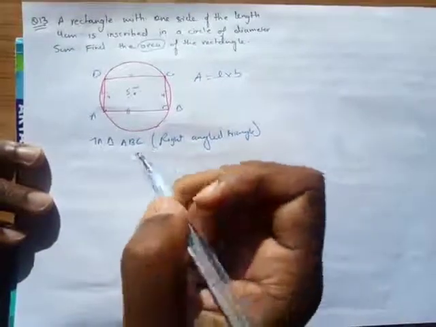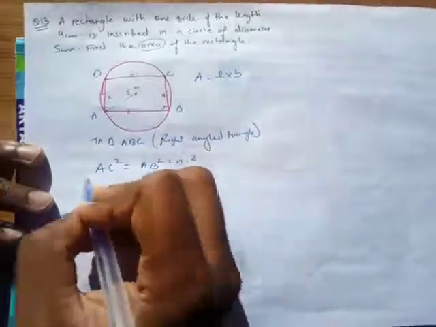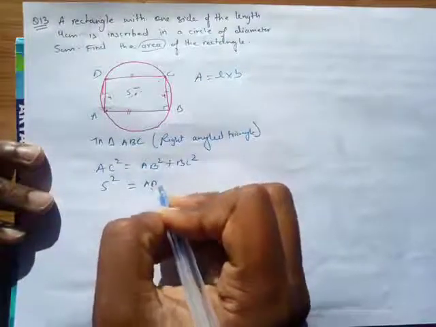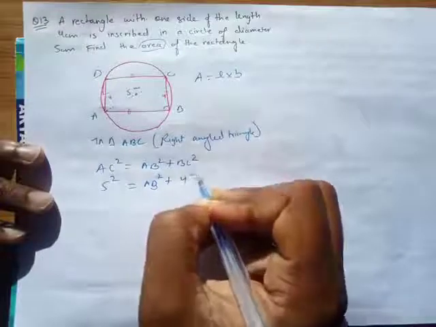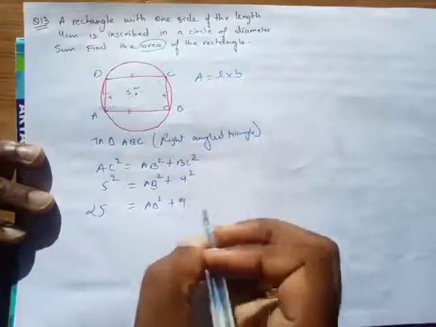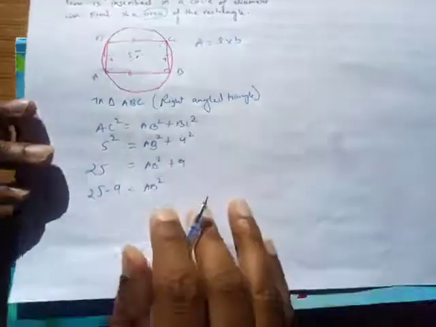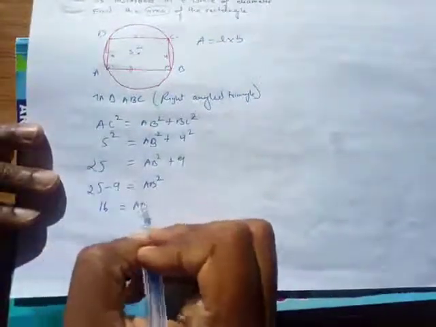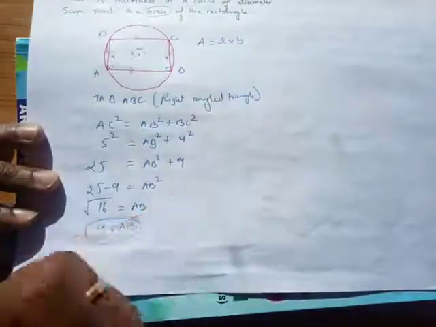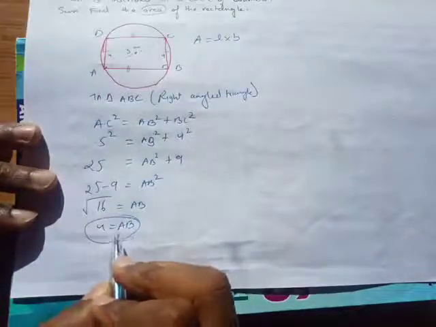If I'm using Pythagoras theorem, I'll be writing AC square is equal to AB square plus BC square. AC square, I know, is 5 square, and AB square I have no idea, and BC square is 4 square. So this is going to be 25 equals AB square plus 9, and then 25 minus 9 is equal to AB square, and then it's going to come 16 equals AB square, and the square is going to go on that side, and root 16 is 4. So AB is equal to 4 centimeter.